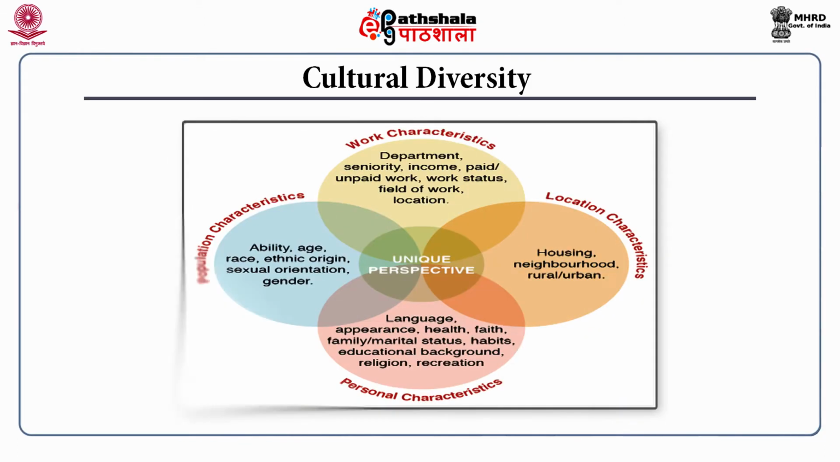As in this slide, you can see that cultural diversity has got 4 characteristics: work, population, personal and location. Work includes department, seniority, income, field of work and location. Population includes the ability, age, race, gender. And the personal characteristics include the language, the appearance, the health, religion or even recreation. And location characteristics include housing, neighborhood, rural or urban.